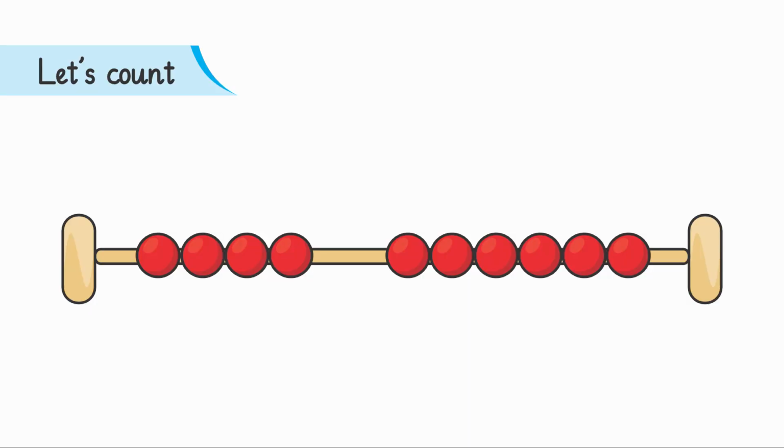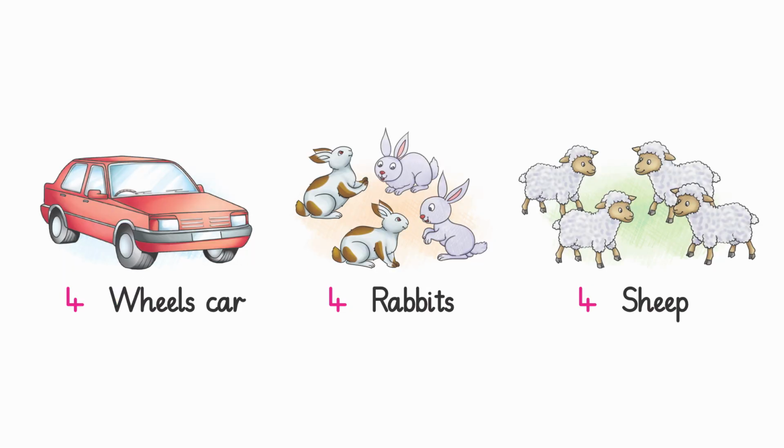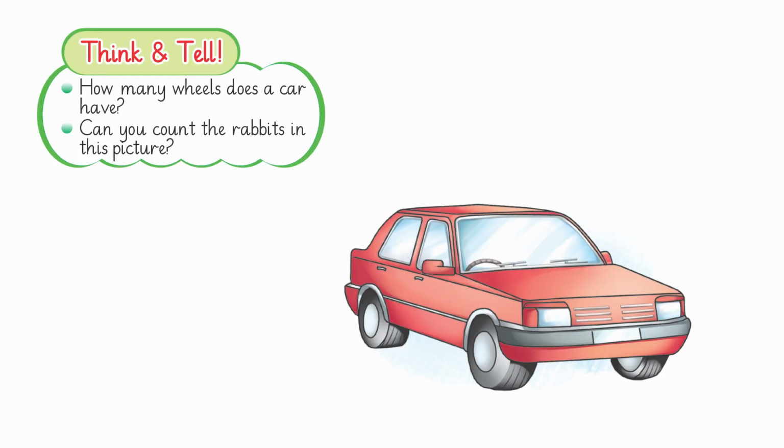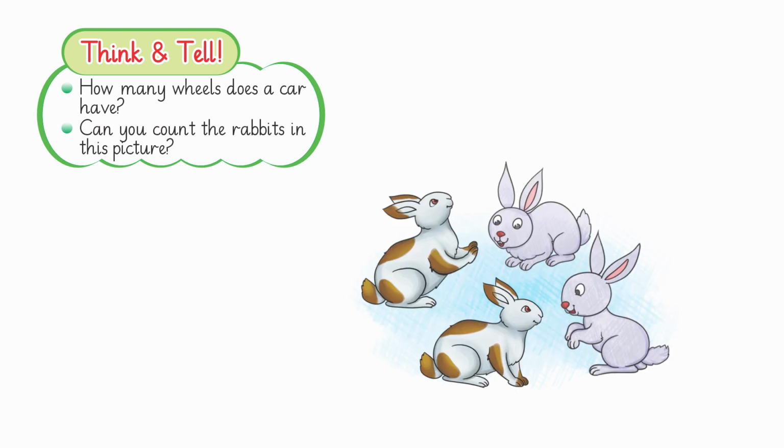Let's count the bears in the picture. 1, 2, 3, 4. 4 wheels of a car, 4 rabbits, 4 sheep. Now think and tell. How many wheels does a car have? Can you count the rabbits in the picture?